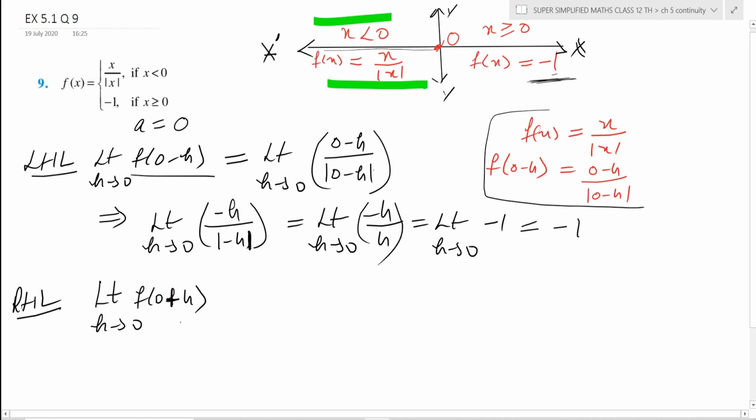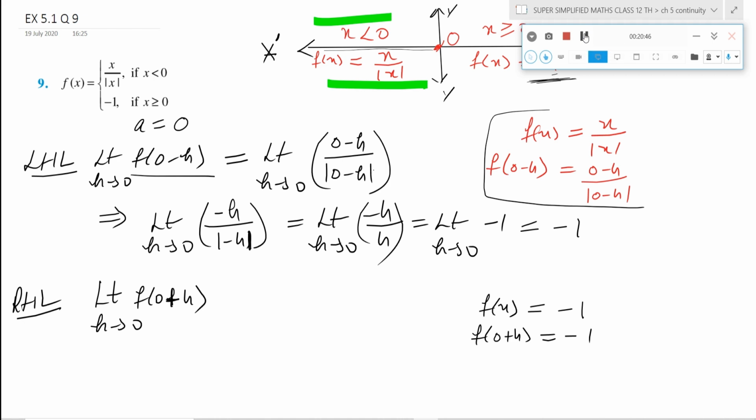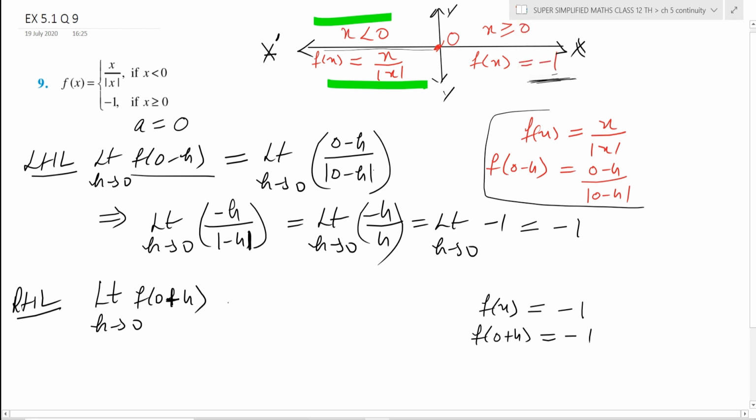So now we have to calculate the value of f(0+h). Now for the right of 0, f(x) is given to be -1, and therefore f of whatever you substitute h to be, it is always going to be -1. So substitute the value of f(0+h), which comes out to be, limit h tends to 0, and the value of f(0+h), right now we have calculated it to be -1.